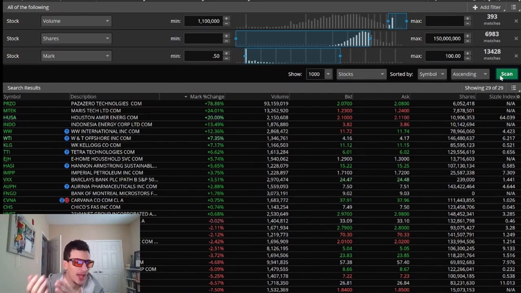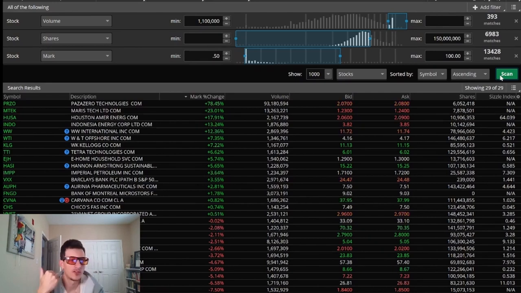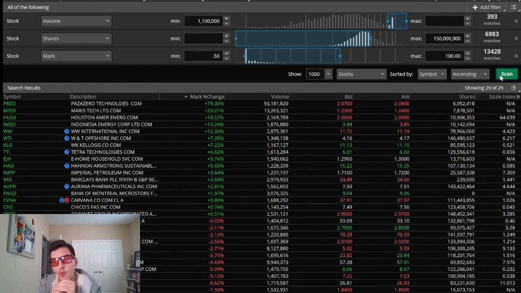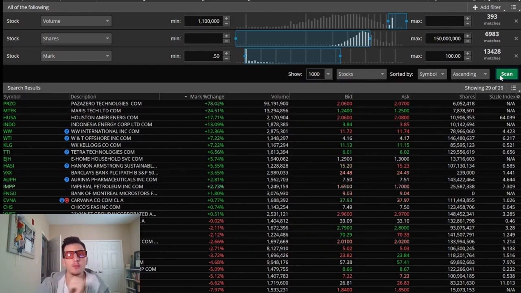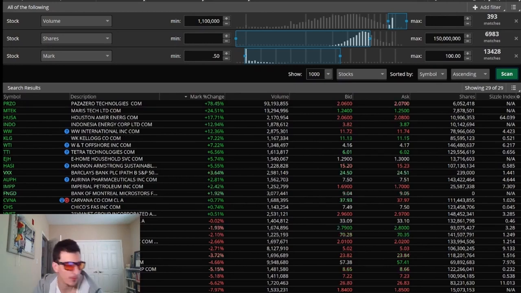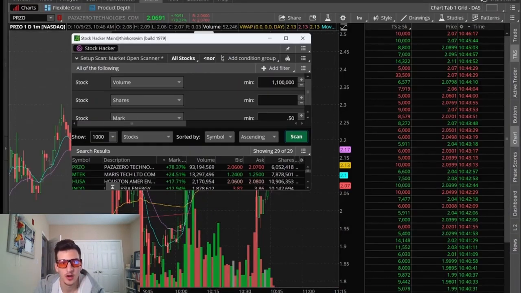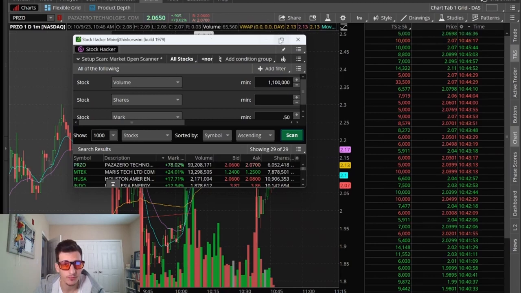I'm sure if you have a paid scanner, you'll be able to get an automatic alert as soon as something gaps up and hits your scanner, which would be nice, and something that I would be open to investing in in the future. But for right now, Thinkorswim is working just fine. And it's great for beginner traders. It's great for intermediate traders. It definitely does the job.